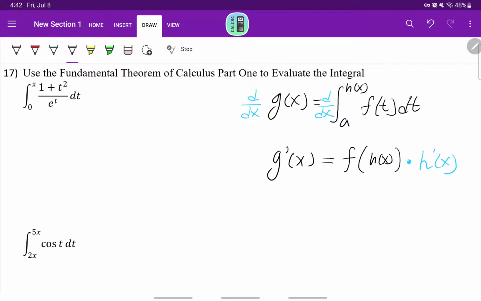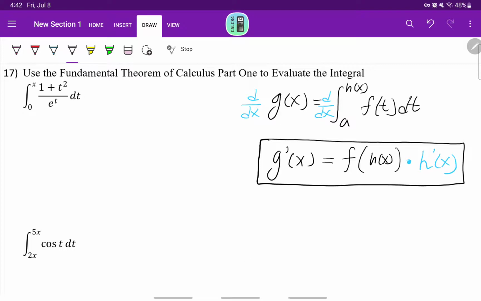Now, we did kind of the longer version in class. Well, we're going to do it in class, I should say, since I'm making a video on Friday and classes are on Monday. But yes, this is essentially what it is. You may see this version of g prime of x equals f of x, but that's more of a shortcut version, a simpler version. The one that I'm giving you is one that you need to apply.